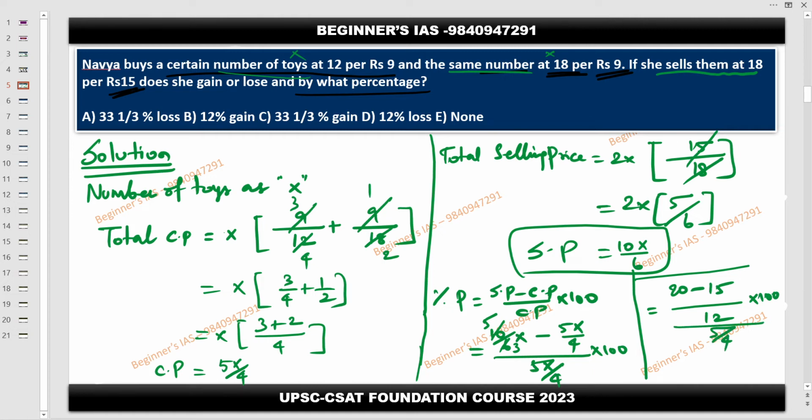So divisible by 5 by 4. So therefore here 5 by 12. This denominator gets reciprocal. Therefore 4 by 5 into 100. Then 5 gets cancelled here. 1 by 3, 1 by 3 into 100. You know the conversion. What is 1 by 3? 1 by 3 is nothing but 33.33 percentage. So the result is positive. This 33.33 can be written as 1 by 3. Therefore, option C, 33 1 by 3 percentage gain.